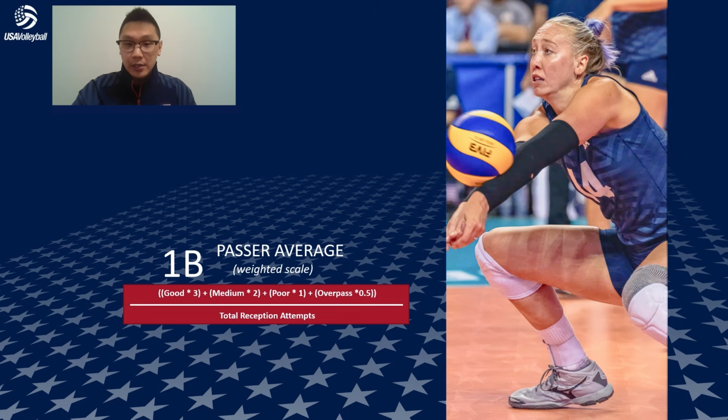Well, the way we calculate this is actually just taking the total number of good passes and you multiply that by 3. And you add that to your medium passes multiplied by 2, your bad passes multiplied by 1, and any over passes multiplied by 0.5. Add those all together and divide that by your total attempts. That'll give you an average that is something on that 3-point scale.